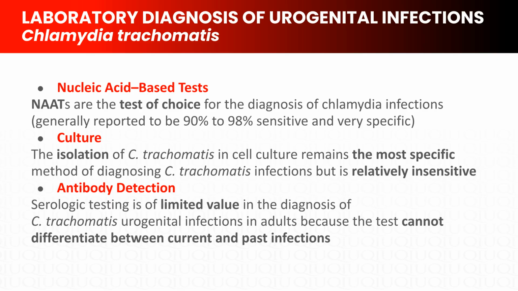Culture, specifically cell culture, was historically considered the most specific method for diagnosing chlamydial infections. Because chlamydia are obligate intracellular parasites, they cannot be grown on artificial media, but must be cultivated in living cells. The clinical specimen is inoculated onto a monolayer of susceptible cells, typically McCoy cells or HeLa cells, and after incubation, the cells are stained to detect chlamydial inclusions.